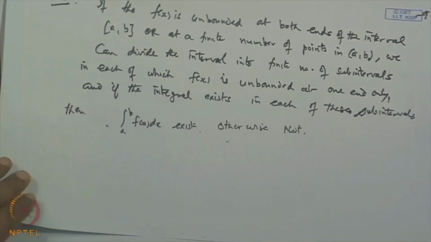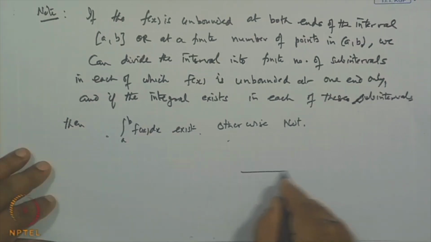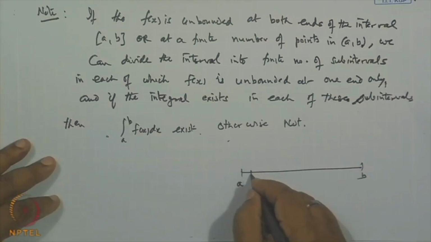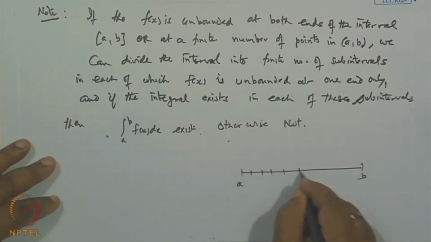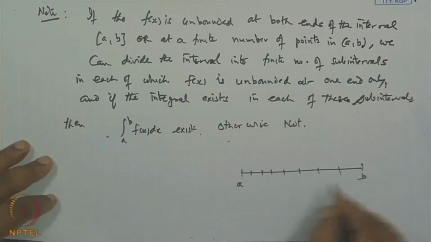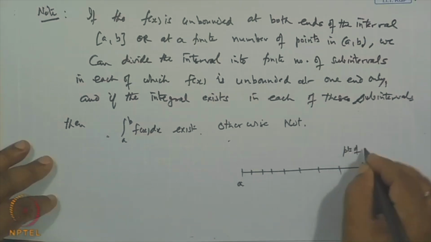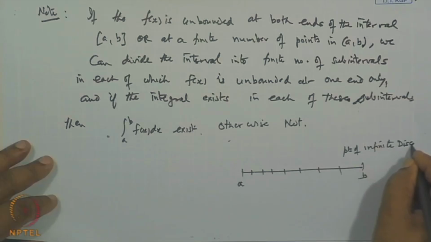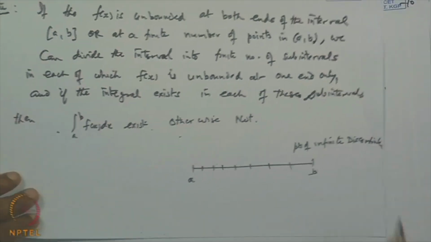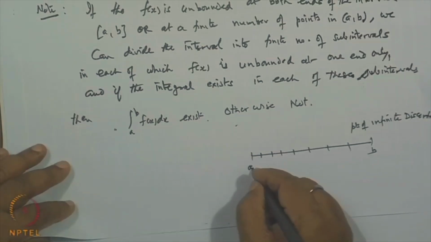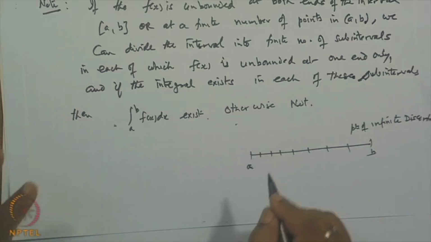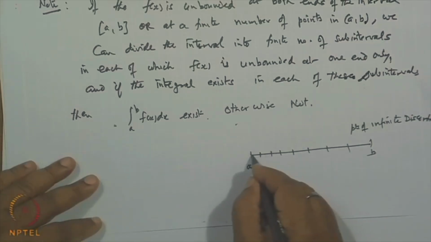Okay. So, that is the meaning of this. Suppose we have this interval a b and the function is such that it has points of discontinuity at a finite number of points. These are the points of infinite discontinuity. It means the function is unbounded at these points, including the points a and b also. So, what we do is we divide this into sub intervals. So, we take the sub intervals like this.